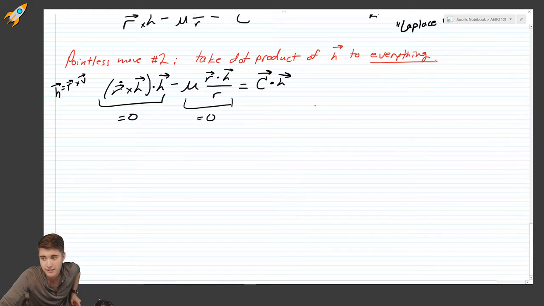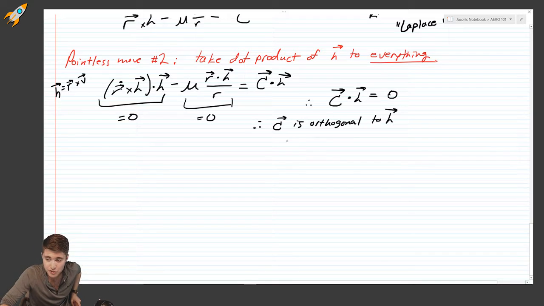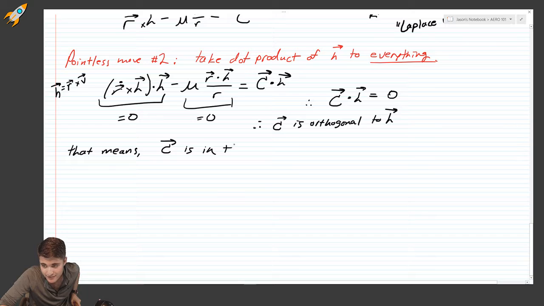So what does that mean? Therefore, c, your constant vector, dot product with h, is equal to what? 0. What does that mean? Therefore, c is orthogonal to h. What does that mean in layman's terms? That means c, that Laplacian vector, is in the orbital plane. That's what that means. It's in the plane of the orbit.